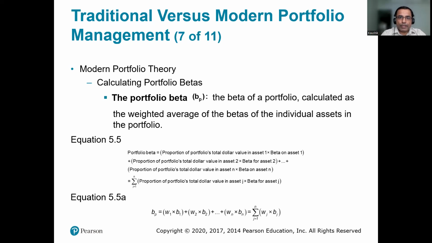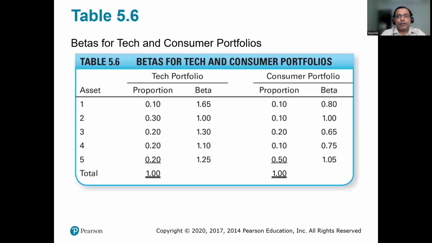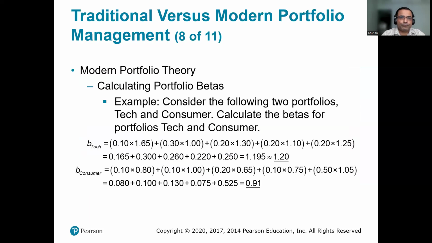Diversifiable risk can be eliminated. Undiversifiable risk will remain. So whatever is the combination of assets in the portfolio, the weighted average of their respective betas is the portfolio beta. For example, take a portfolio of technology stocks, with different contributions of different assets and their respective betas. So the weighted average of the stocks' betas gives us the portfolio beta. One is a technology portfolio, the other is a consumer goods portfolio. So we calculate the beta for the two portfolios.